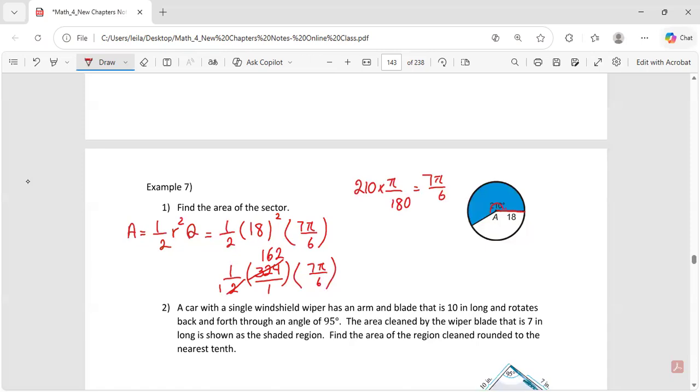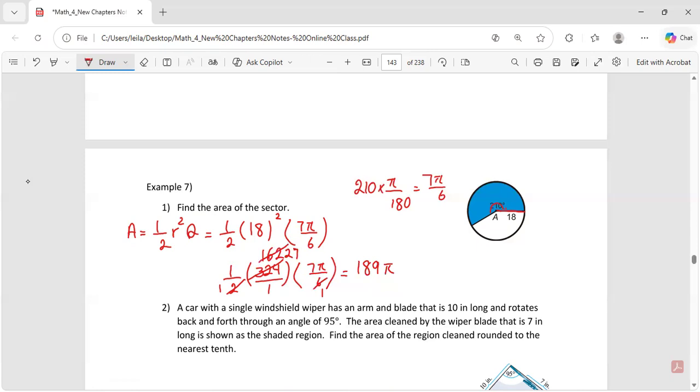Let me see if it's divisible. 162 divided by 6 is 27. Okay, 6 divided by 6 is 1. Nothing else is left on the bottom, so we just have to multiply the top. 27 times 7 pi, which is 189 pi. This is the area of the sector.